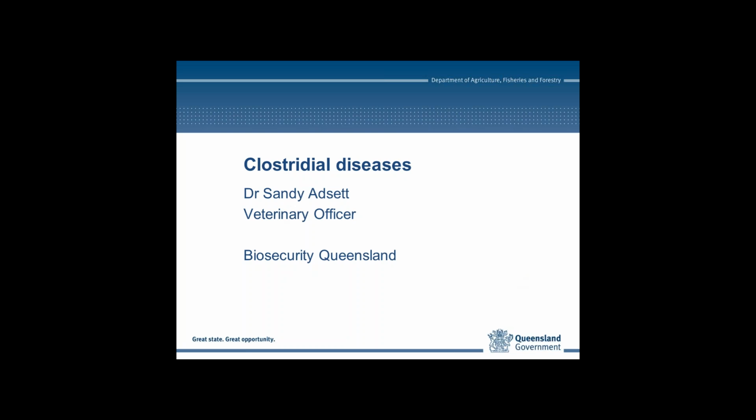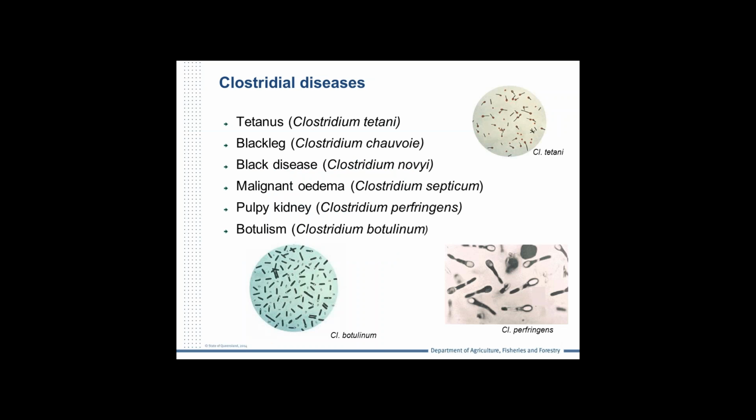As Nicole said, today we're going to cover a little bit about the Clostridial diseases. Clostridial diseases are caused by anaerobic bacteria, which are widespread in the environment, particularly in soil. They produce spores which can survive long-term in the environment, and the disease is often fatal. The ones that we're going to touch on today are tetanus, blackleg, black disease, malignant edema, and pulpy kidney. Botulism is also another clostridial disease. However, that's already been covered, so we won't be looking at that today.